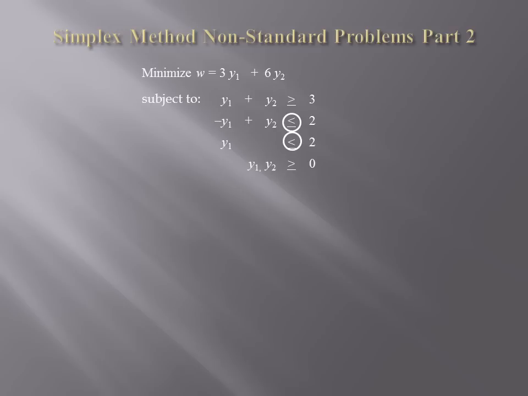Every simplex problem, when solved, must be converted to a maximum problem. In this case, since we're not using duality, we're going to take the following approach. We're going to let z equal negative w. For example, if w is the set of numbers 9, 5, 3, and 6, then z, being the negative of w, will be the numbers negative 9, negative 5, negative 3, and negative 6.